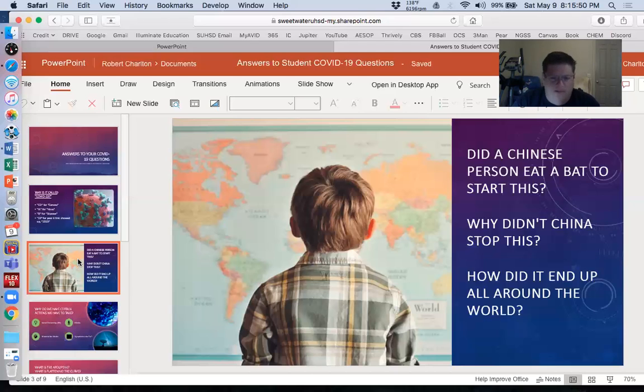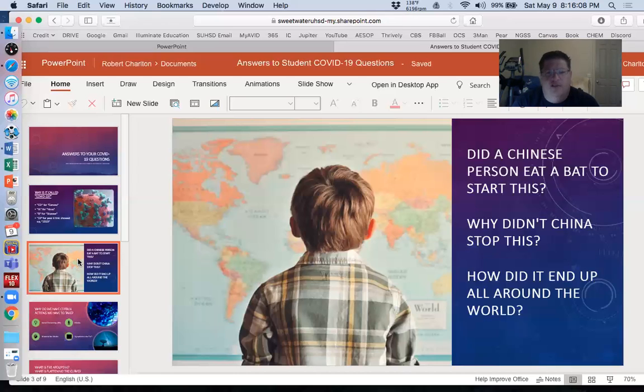Why didn't China stop this thing? Okay, so this is one of the controversies that is out there. There's some research that shows that China tried to kind of sweep this under the rug and hide this thing because they don't want the bad publicity associated with having a virus in their country.